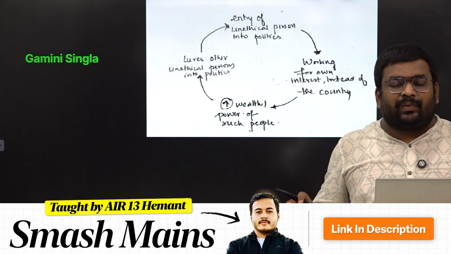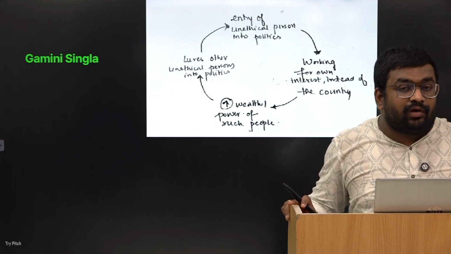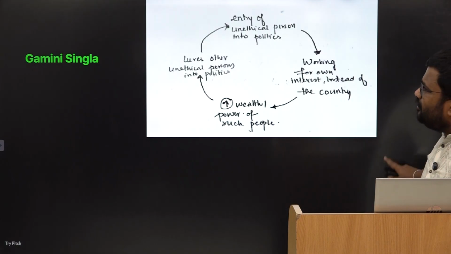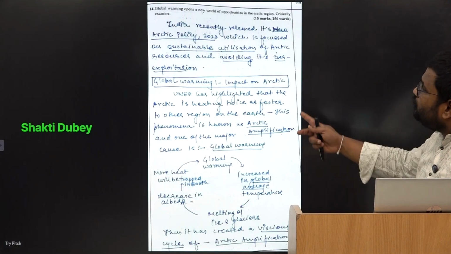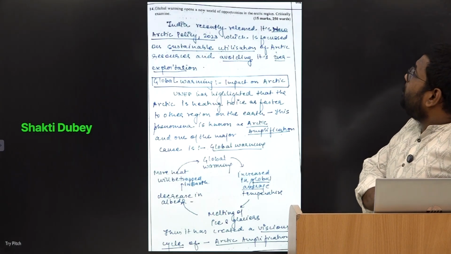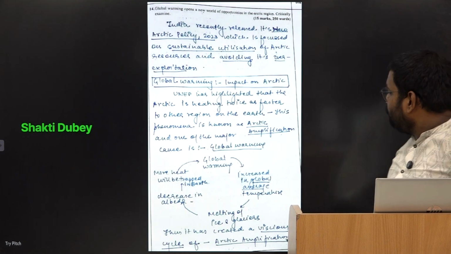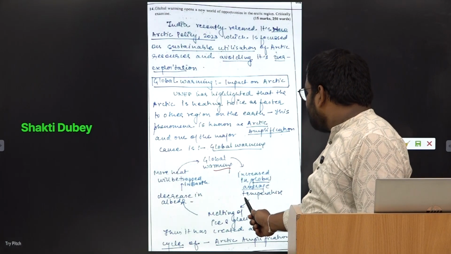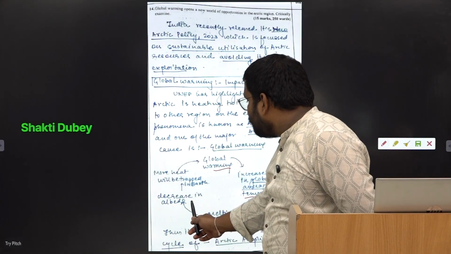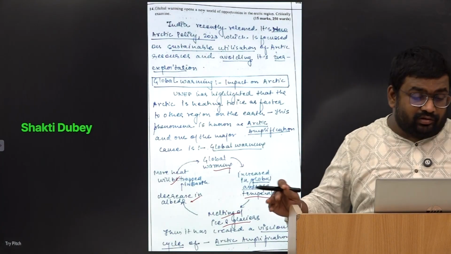Normally what I suggest specifically is that in each of your answers on social justice there has to be at least one circular diagram. In society also you can use this kind of diagram. This is Gamini Singla, this is Shakti Dubey. She has used it in the environment also. Global warming opens new world of opportunity in the Arctic region. So again she has utilized the circular diagram: global warming, increase in temperature, melting of ice of glaciers, decrease in albedo, more heat will be trapped on earth.